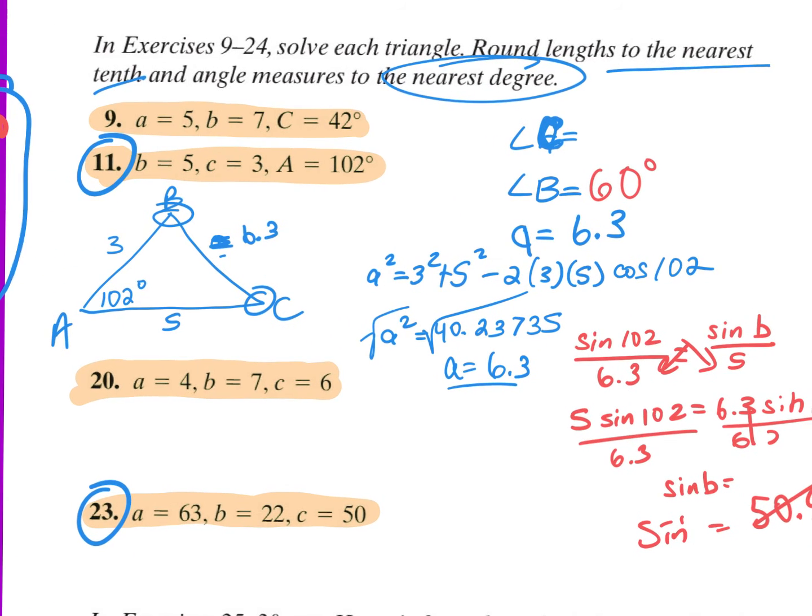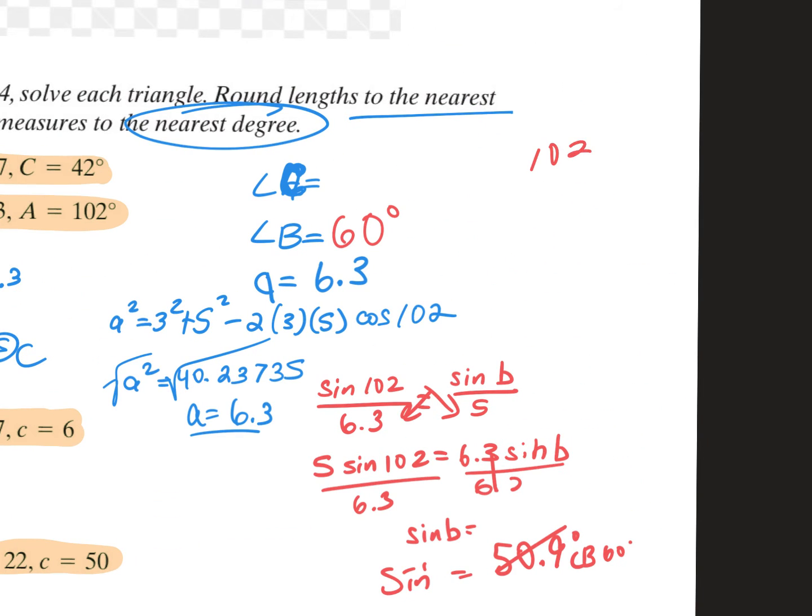Now, if I know angle A and I know angle B, how can I find C? You add and subtract. 102 plus 60 equals 162. And then what's 180 minus 162? 18. So angle C is 18 degrees.